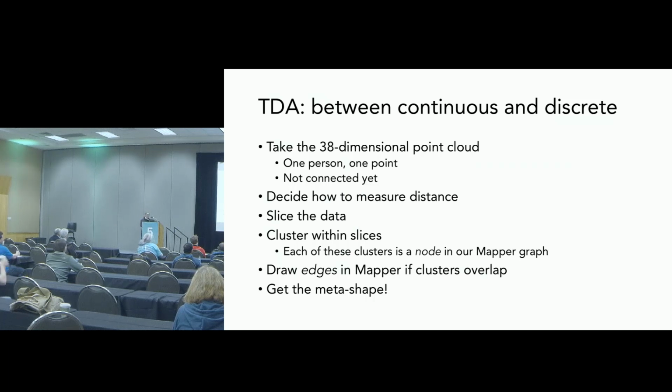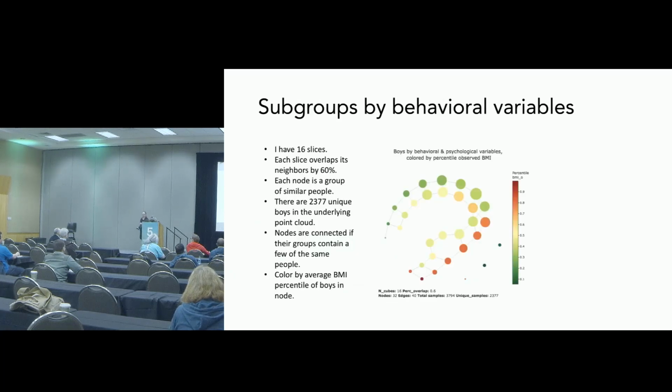We haven't written the paper yet, but we're working on it. So I have a 38-dimensional point cloud with 4,000 points in it. Those 4,000 people and 38 demographic, psychological, psychosocial dimensions. So you decide how to measure distance. There's a couple of ways to do it. You slice, you cluster, you draw edges, and you get some real structure.